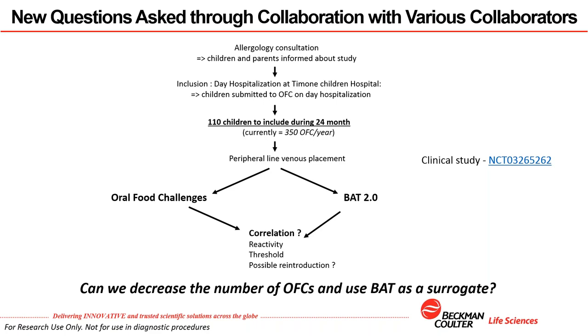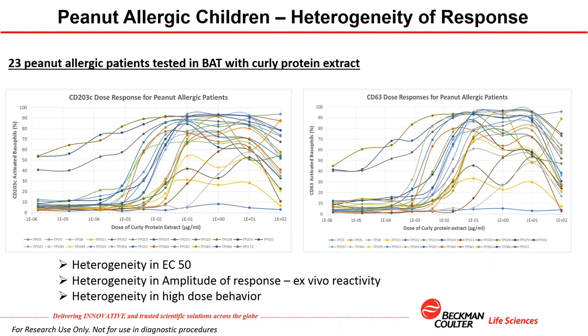This is, of course, a research stage study, and this is a few preliminary data that I wanted to share with you today. So first of all, and this is just an example of the kind of information we can gather with this kind of assay, here you can see what the dose response looks like in the case of 23 different peanut allergic donors. What you can see in that case is that, for a given extract that has been used, the dose response varies a lot from one donor to the other.